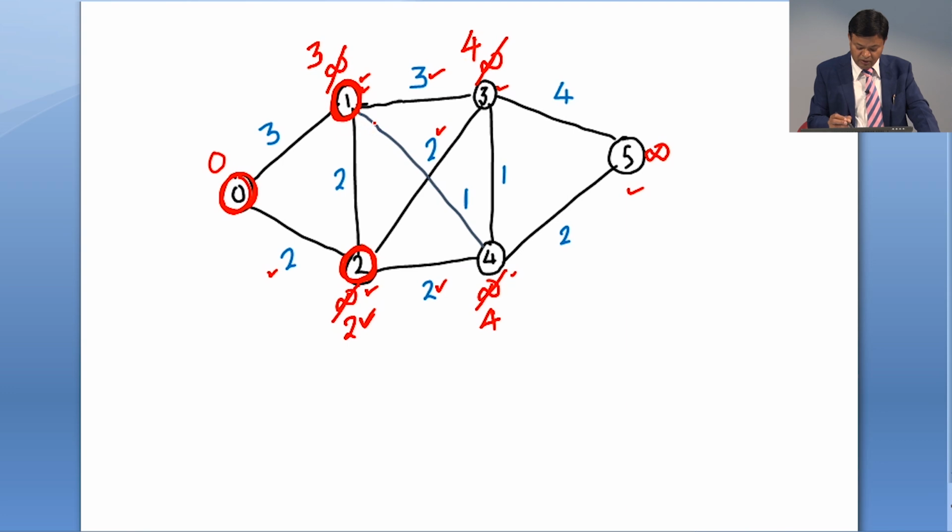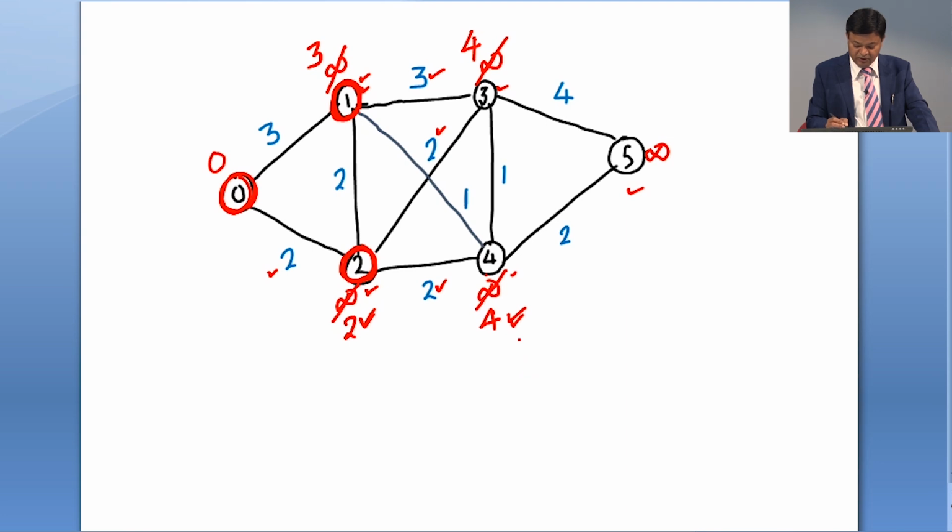Now from 1, I can come to 2, but 2 is already processed, so I'll not go. From 1, I can come to 4. Distance up to 1 is 3, and if I go up to 4, I'll be adding one more, so the final distance will be 4. We already have a distance 4 there, so I won't be replacing it. Nowhere else can we reach from 1. So now we enter into the next step.